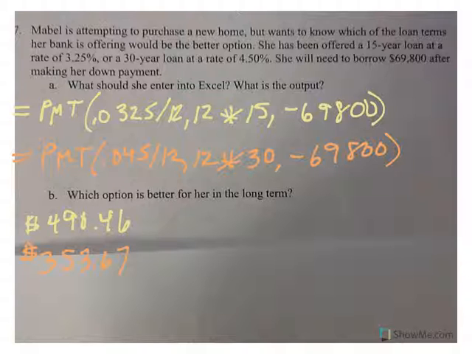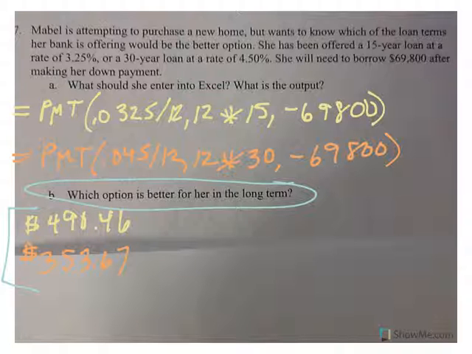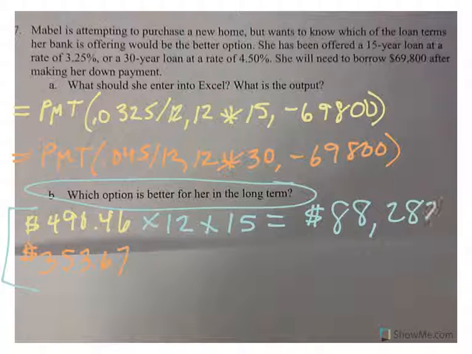But if you can afford a $490, which one is better in the long term? Okay, so these two payments are both monthly. Well, if I multiply by 12 and multiply by 15, because remember, yellow is the 15-year loan, Mabel's going to end up paying back $88,282.80. Now remember, she only borrowed $69,800, but you pay back interest, right?